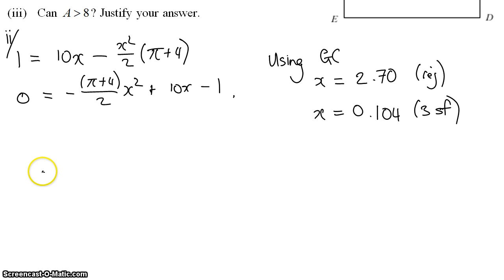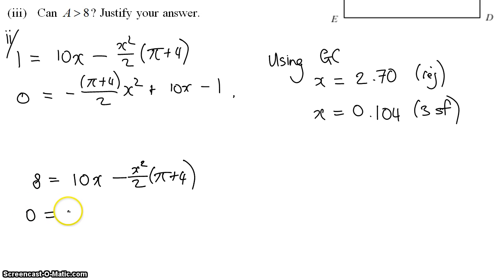Suppose we had 8 equal to A, which is (10x minus x squared over 2) times (pi plus 4). If we moved everything to the other side, we'd get 0 is equal to, same as before, minus (pi plus 4) over 2 times x squared, plus 10x, minus 8.